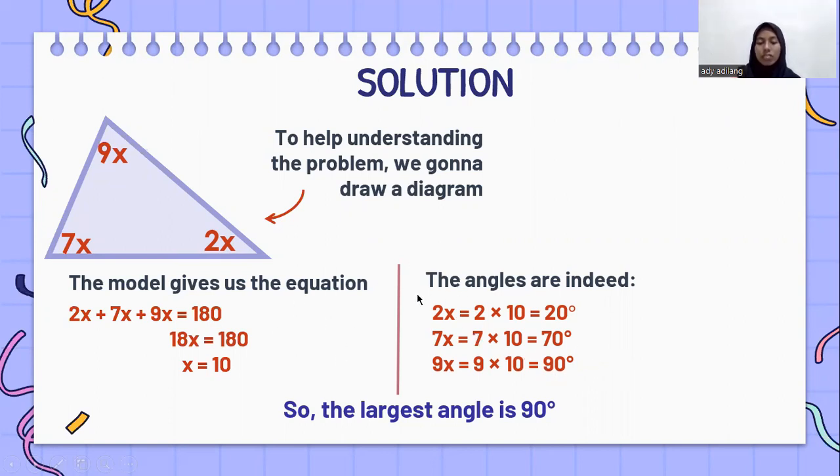The question asks for the largest angle. So we got here that the largest angle is 90 degrees.